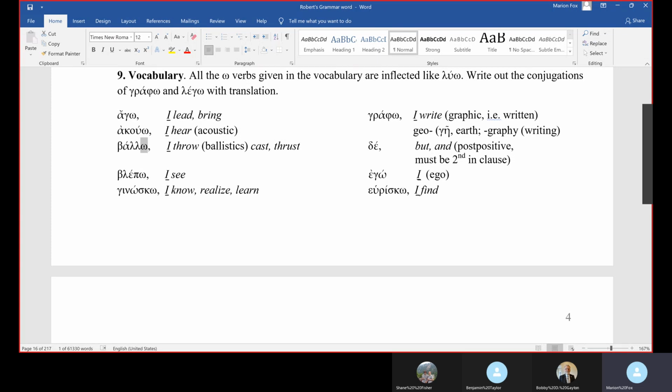Now, if you want to make it second person singular, it'd be balace. Second person would be you throw, or you cast or thrust. Balace would be third person singular, he, she, or it throws or casts. Baloman would be we throw. We change the omega into ete, and it would be balete, you throw, plural. Balusi would be they throw or cast or thrust.